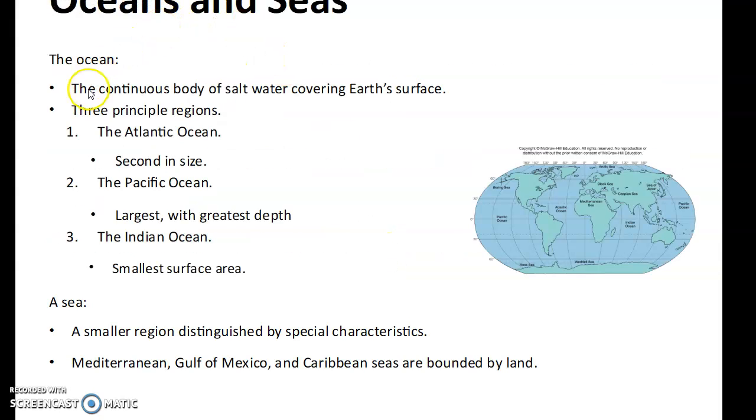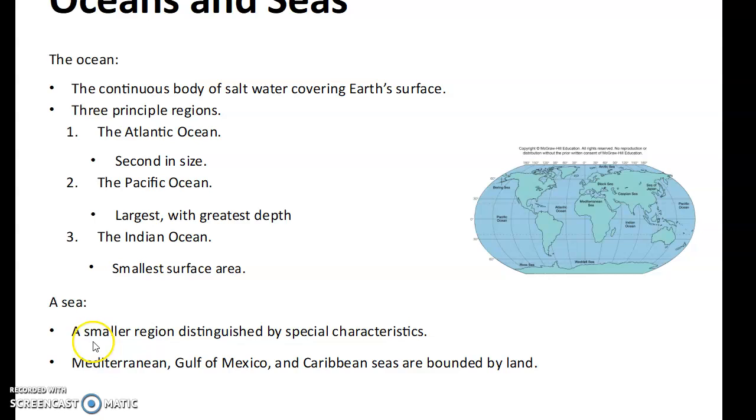Oceans and the seas. The ocean, there's 3 principal regions, but it's actually one continuous body. Okay, there's no connection here between South America and Antarctica. There's no connection from the United States across to Russia. Even here, there's a gap there. But nevertheless, it's all one body, but it's divided into 3 primary regions: Atlantic Ocean, the Pacific Ocean, which is the largest, and then the Indian Ocean, which is the smallest.